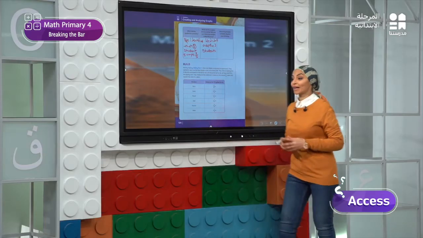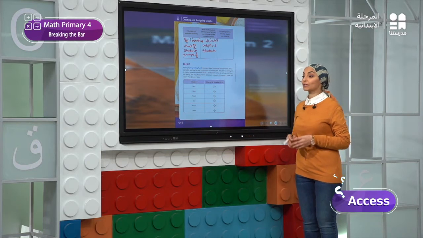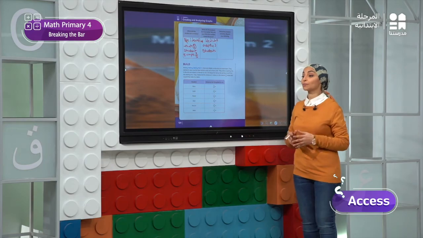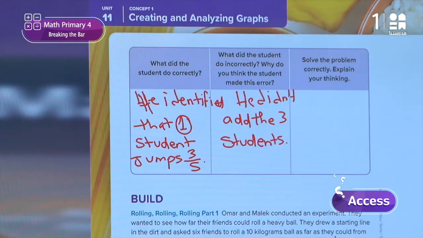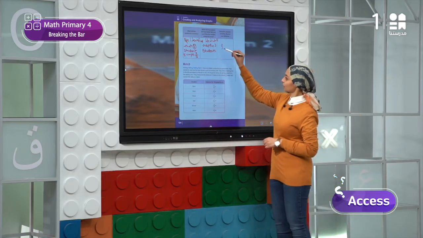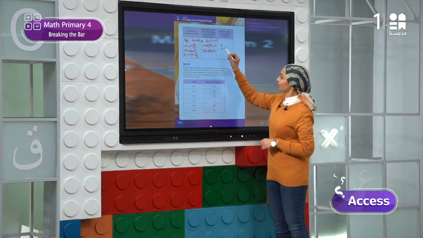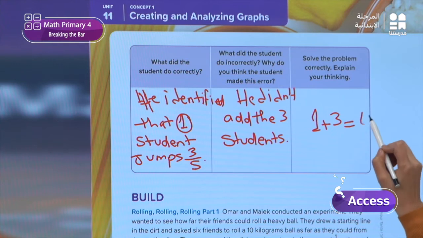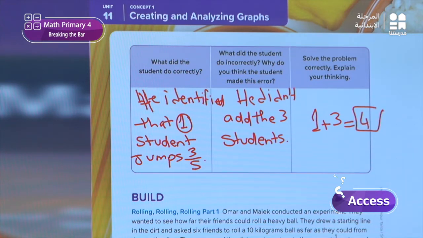طيب ايه ال correct answer؟ الكوريكت انسر ان الستودنت كان لازم يعمل بلس للنمبرز اوف ستودنت اللي هم جامب اكتر من 3/5 للستودنت اللي هو جامب 3/5. اوكي سو I will write one student اللي هو 3/5 plus the 3 students اللي jumped more than 3/5 so the answer will be 4 students.